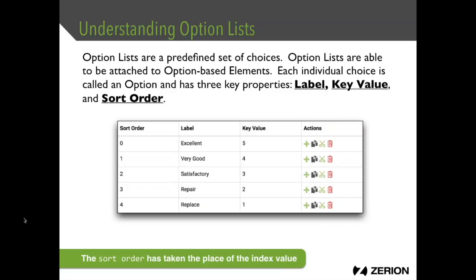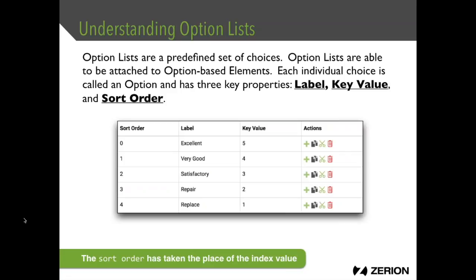Now, each individual option has 3 key properties that you want to keep in mind. And those are going to be your label, your key value, and your sort order. And this screenshot you see below is actually taken from the Form Builder interface. So when I was building out an option list, I built out a very simple option list with 5 different responses for a rating scale. And I took the screenshot of that, which you see down here.